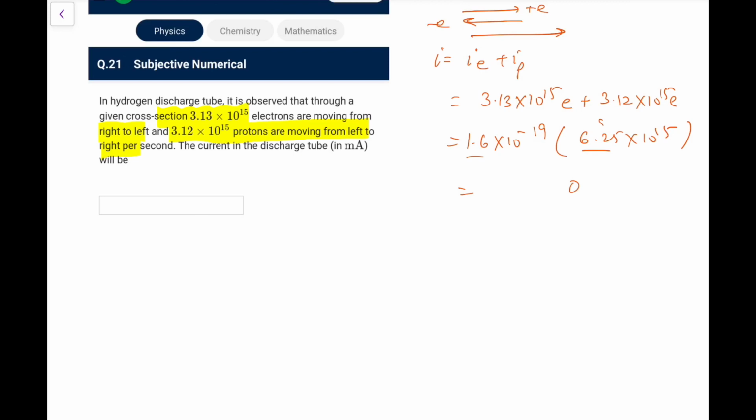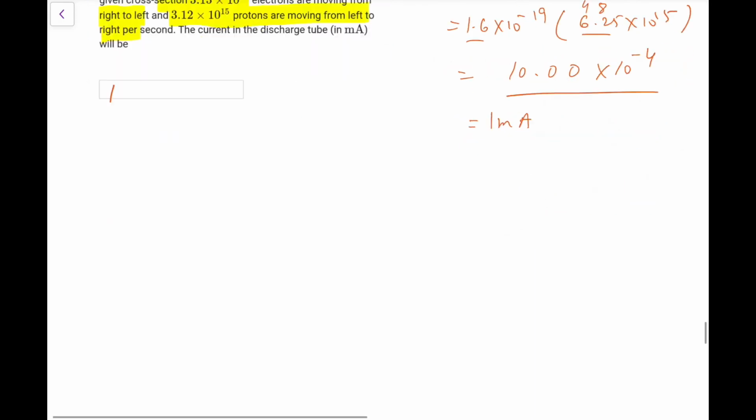So what we have, 6.25 into 1.6, you remember it will be perfectly 100, I suppose. Let me try: 16 5s are 80, 16 2s are 32, and 8, 40, 16 6s are 96, so 100.00 × 10^-4. So it is 1 milliampere for sure. So the answer is going to be 1 here.